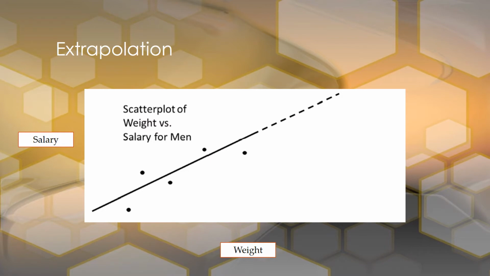There are some other things that we haven't gone over, and one of those things is extrapolation, and that is when you interpret results outside of where you have data. So here is a scatter plot of weight versus salary for men. You can see over here we have salary, and down here we have weight. And we have data in this region. And it shows that as your weight increases, so does your salary.